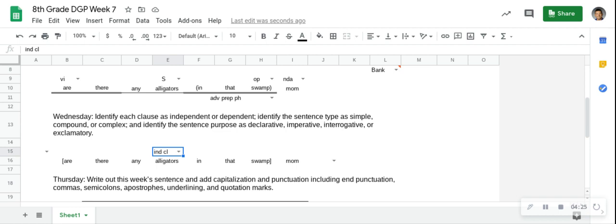Now, if I put my brackets on, are there any? Are there any what? Are there any backflips being done in class? Not now. Not without a trampoline. Just an example, or with a swing. Thank you.